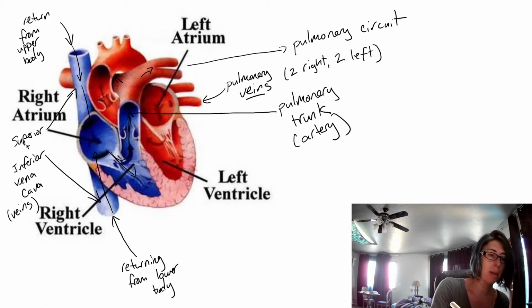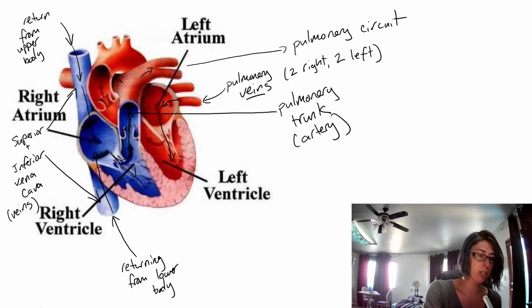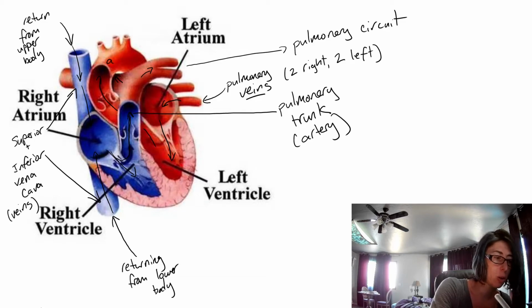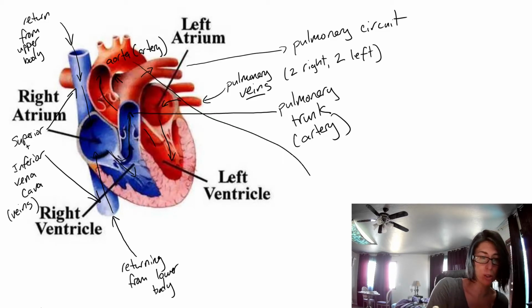All right, so blood came back through the pulmonary veins. It comes back into this left atrium, goes down to the left ventricle, goes out to the body, to the systemic circuit again, in the aorta. The aorta is a big old artery. And the aorta then goes to the systemic circuit.